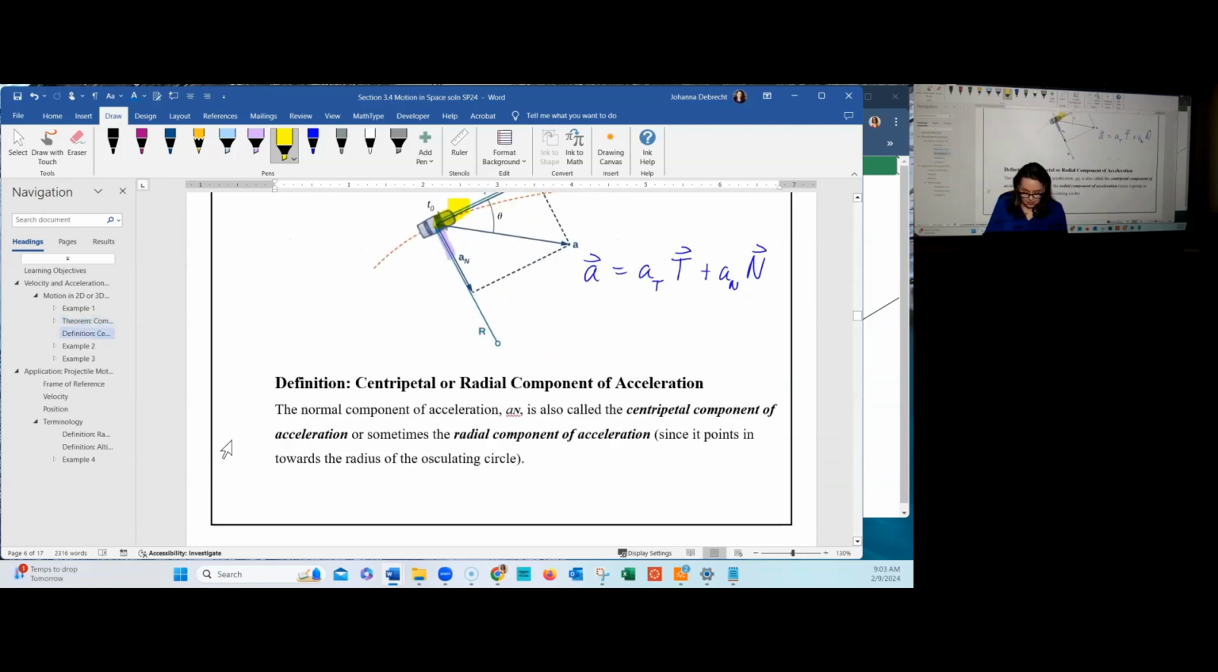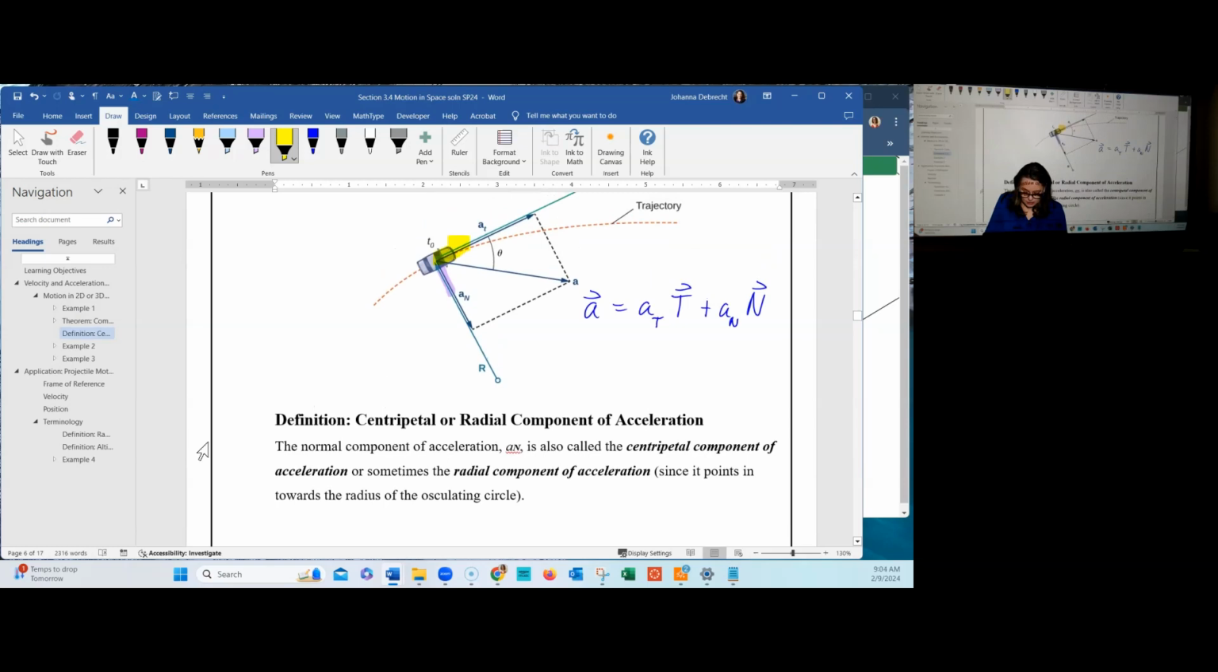All right, let's talk briefly about the centripetal or radial component of acceleration. I don't know if you've ever gone ice skating or roller skating and played the game called Crack the Whip, where you have a line of people skating, holding hands, and the person at the end is getting sort of slung around, right? They feel the acceleration very, very strongly on the end of that whip. The normal component of acceleration has another name, actually two names. It's called the centripetal component of acceleration, or sometimes the radial component of acceleration.